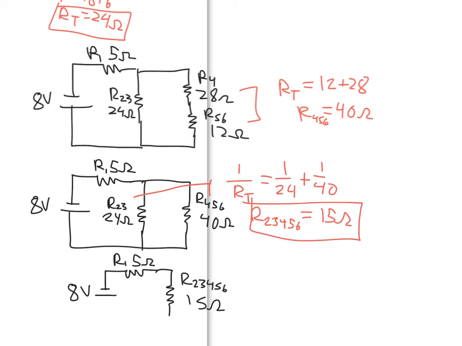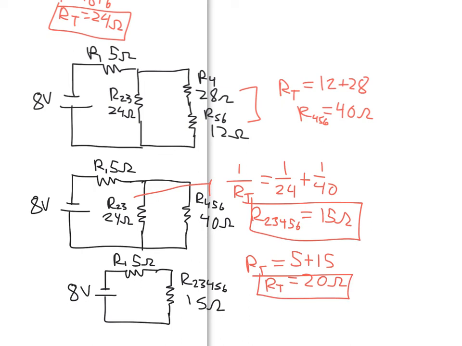And so I'm going to do my final combination here, which is just R1 in series with R2, 3, 4, 5, 6. And so it's just going to be 5 plus 15, giving me a total resistance here for my whole circuit of 20 ohms. So that answers my first question.